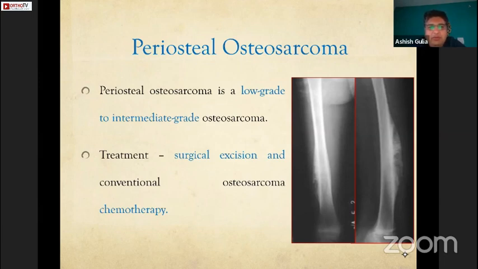Maybe one of you may become a good researcher in the years to come and may find some solutions to it. Now, you cannot do any randomized controlled trials on these patients because periosteal osteosarcomas are a very rare type of sarcoma. And in Tata Memorial Hospital, in 2 decades, we have seen only about 30 to 35 periosteal osteosarcomas.